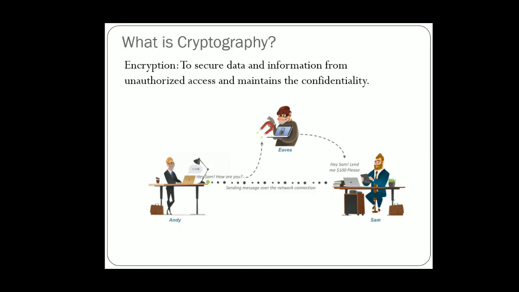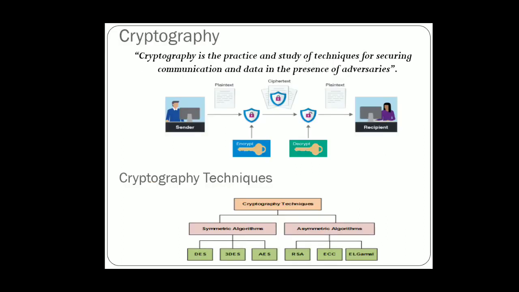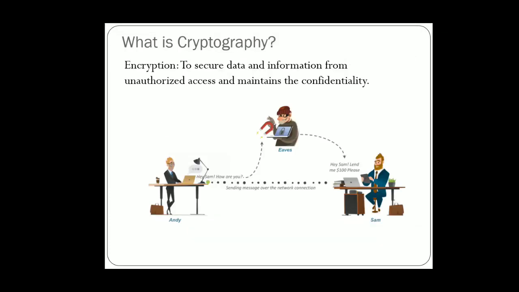So, how can Andy be sure that nobody in the middle could access the message sent to Sam? That is where encryption or cryptography comes in. So, what is cryptography? Cryptography is the practice and study of techniques for securing communication and data in the presence of adversaries. Alright, now that we know what cryptography is, let us see how cryptography can help secure the connection between Andy and Sam.